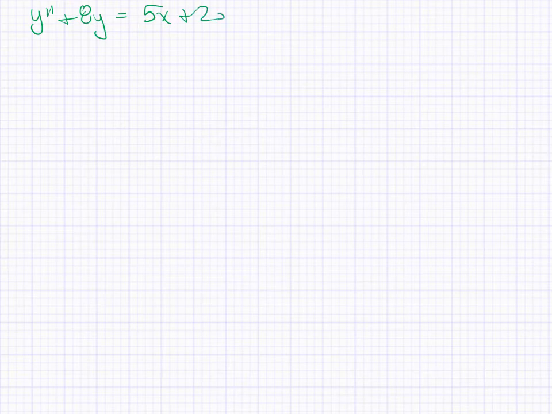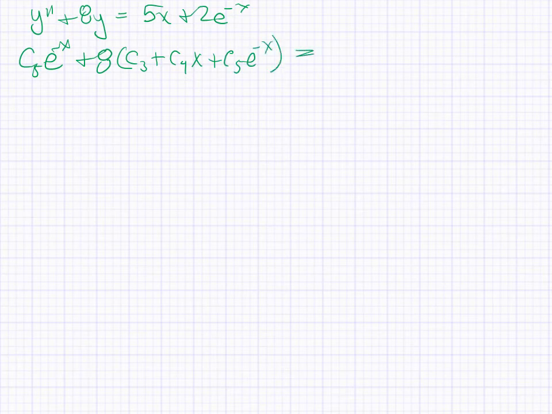So again, the original differential equation was y double prime plus 8y equals 5x plus 2e to the negative x. We plug in what we got for the second derivative. The second derivative was c5 e to the negative x, plus 8 times the original, which was c3 plus c4x plus c5 e to the negative x. And again, that should equal 5x plus 2e to the negative x.